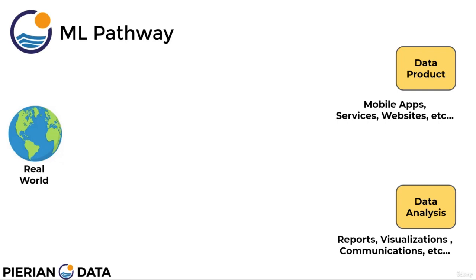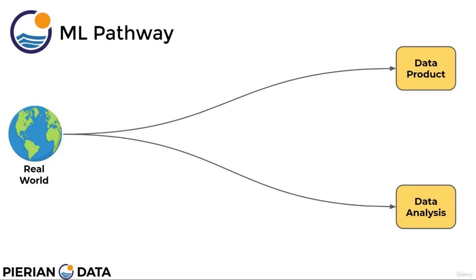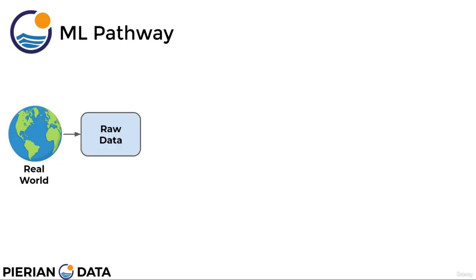And obviously, any sophisticated data product probably has data analysis within it. So there is overlap between these two already. But the main idea is how can we get from the real world to a data product or data analysis, and then hopefully use that data product or data analysis in order to affect change in the real world for the betterment of humanity. So let's start.